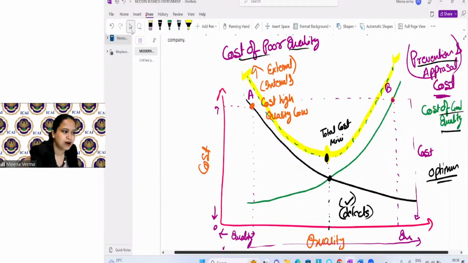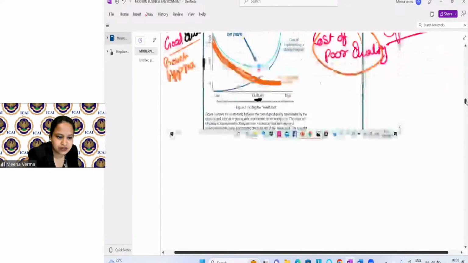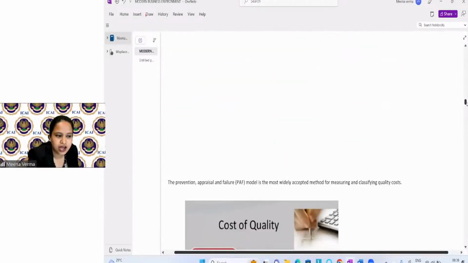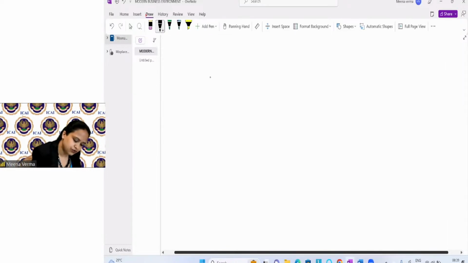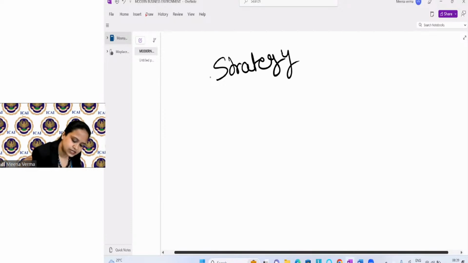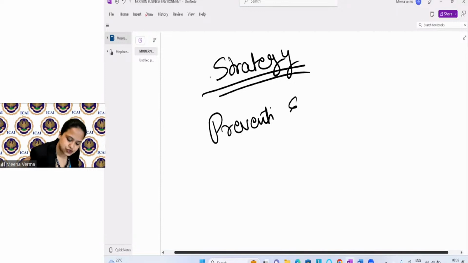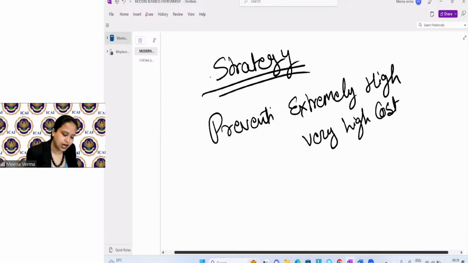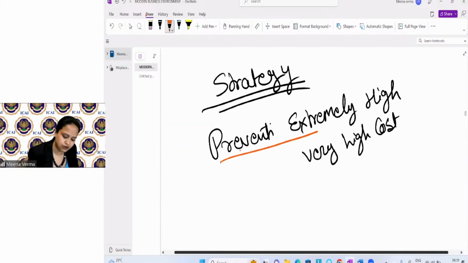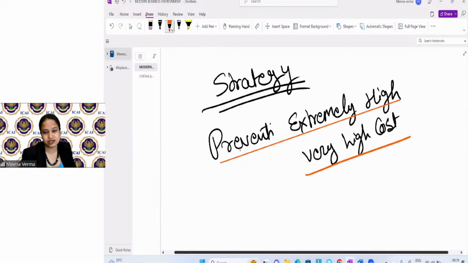But again, we need some smart strategy, right? Though we have learned that we cannot afford to have high prevention and appraisal cost, and we cannot afford to have high internal and external failure cost. But what if we discover some strategy where prevention is extremely high? We know that if we want extremely high prevention, we need to incur very high cost. All right.